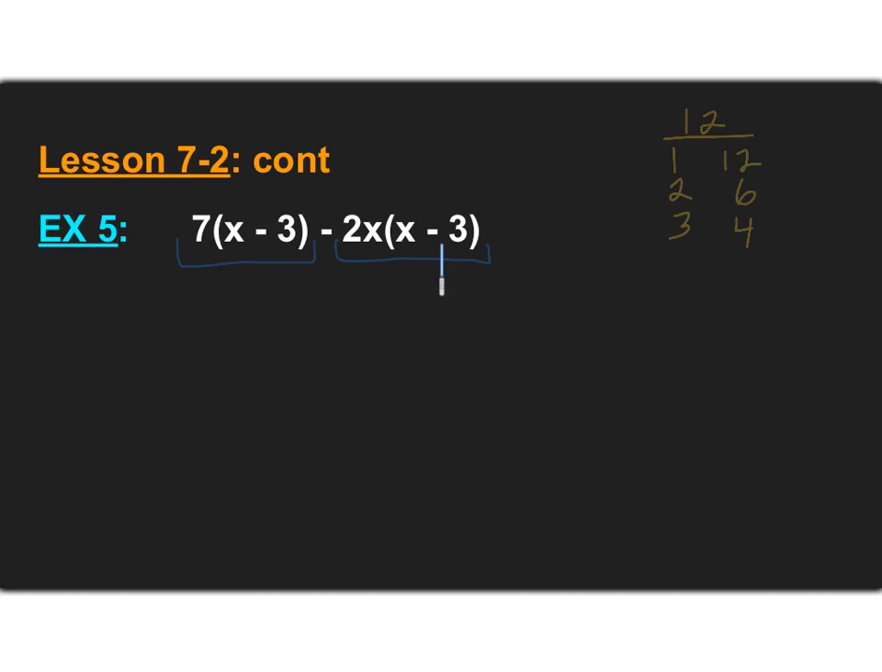So this term has three factors: negative 2, x, and the whole thing, x minus 3. You cannot separate this x from this. It comes together as one group. And this has two factors, 7 and x minus 3. Well, what you hear is that these both have a common factor.